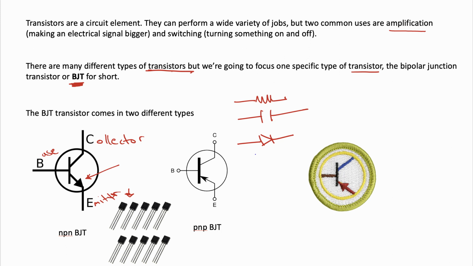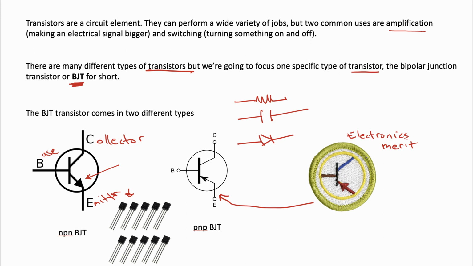So the same thing. The difference between the two is just how you hook up the power supply. So we're not going to focus on this guy. But if anyone ever asks you, what is that symbol on the merit badge? This is the electronics merit badge. And you can see right here, it's actually a PNP BJT. So a PNP bipolar junction transistor is actually the symbol that's on the electronics merit badge.